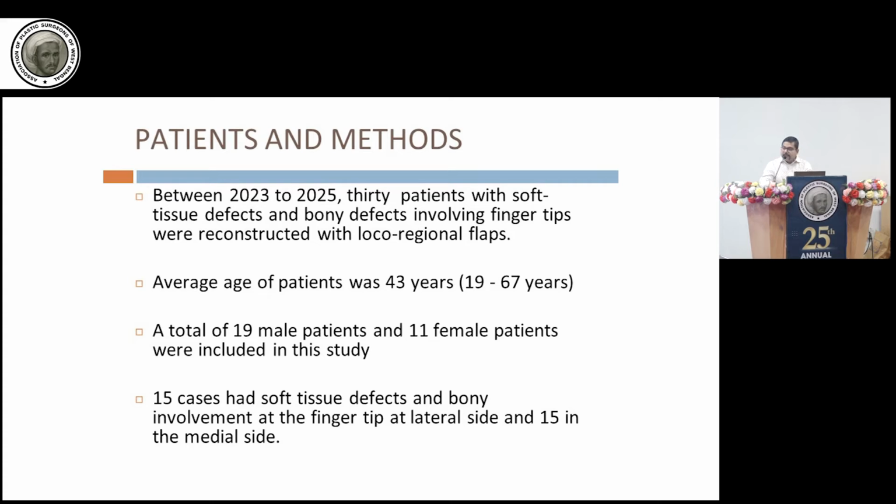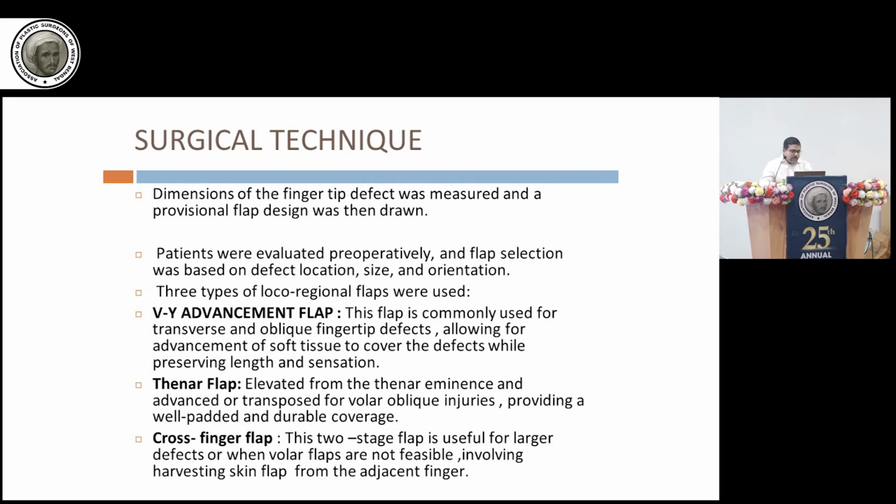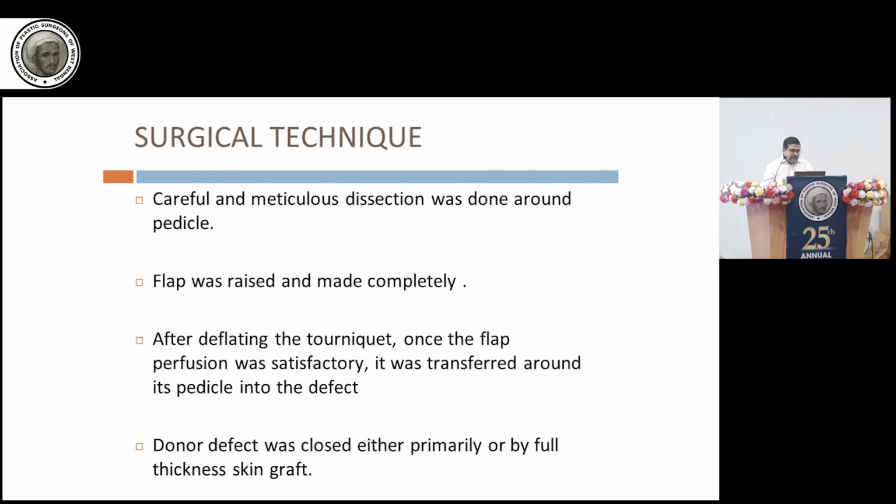Now, inclusion and exclusion criteria. Inclusion criteria includes traumatic finger injuries involving pulp, nail bed and volar defects unsuitable for primary closure, patients requiring coverage via loco-regional flap techniques, and willingness to comply with follow-up protocol. Now, exclusion criteria: crush injuries involving multiple fingers, underlying malignancy, peripheral vascular disease.